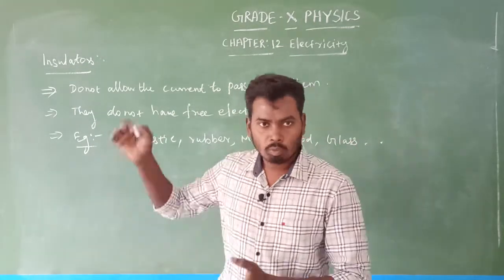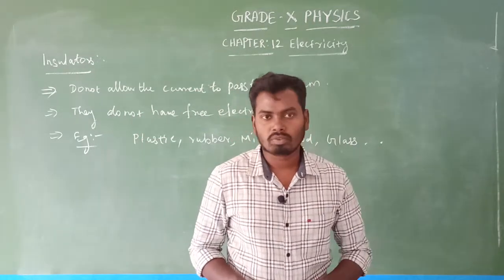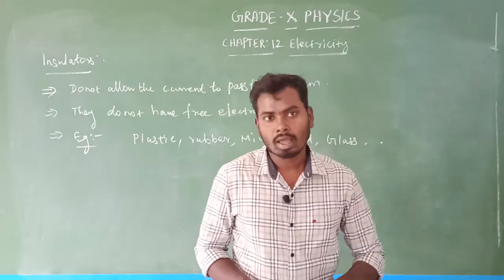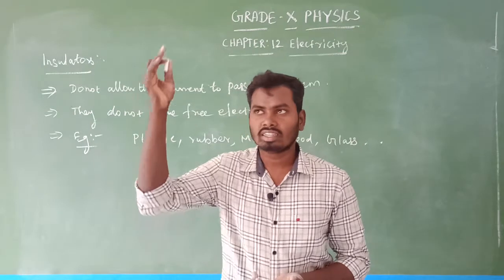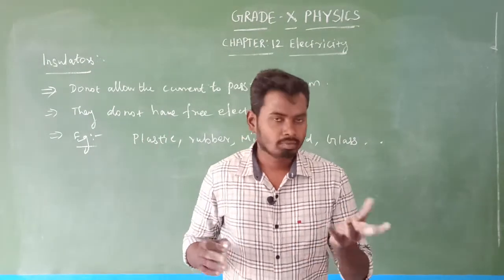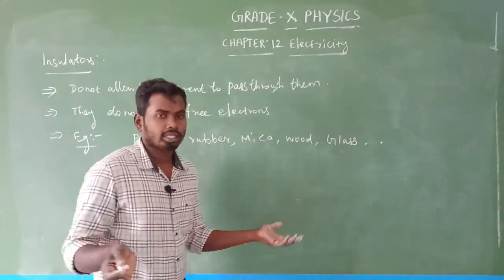Whereas coming to the next one, the insulator. The insulator does not allow the current to pass through it, which means the insulator does not conduct the current because it doesn't have free electrons in the outer orbit. That is the reason why. Is it clear? Yes. That is the difference between conductors and insulators.